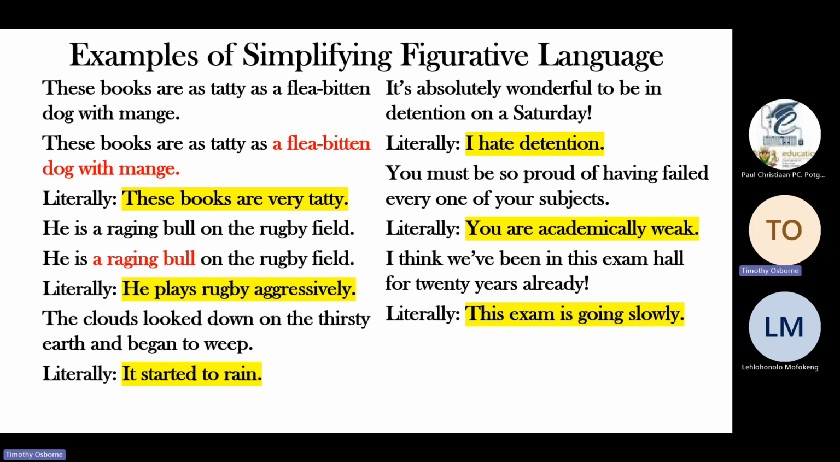Although I must admit, to describe a raging bull on the rugby field sounds far more dramatic. However, that's not what summarizing is all about. Summarizing is about being practical and saying everything in as few words as possible. And here we have another good one: "The clouds looked down on the thirsty earth and began to weep." Now, what is that actually saying? All it is saying is it started to rain. But again, that beautiful line is far more poetic than just "it started to rain." This is why we use so much figurative language in literature.